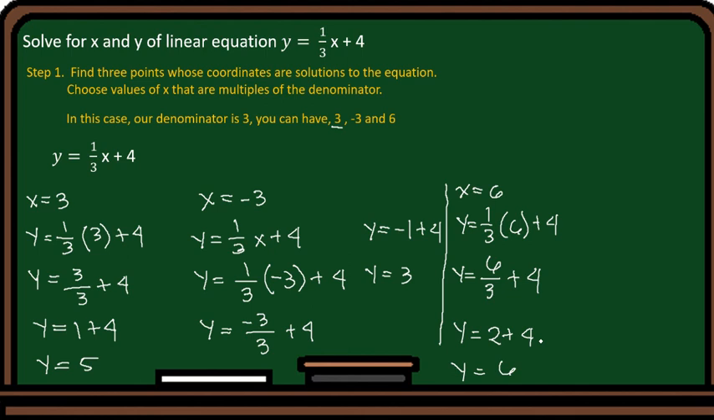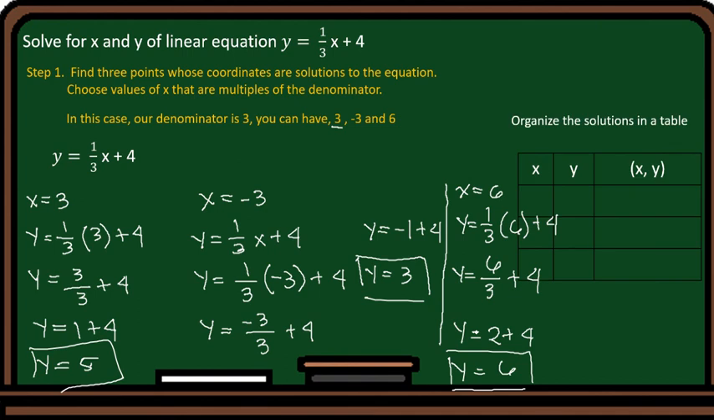Now after solving your 3 values of x, 3 values of y also come out. If your x is 3, after solving your equation, your y becomes positive 5. If your x is negative 3, your y becomes positive 3. And if your x is 6, your y is equal to 6. Now let's put it in our organizational chart, since it doesn't fit, next slide.